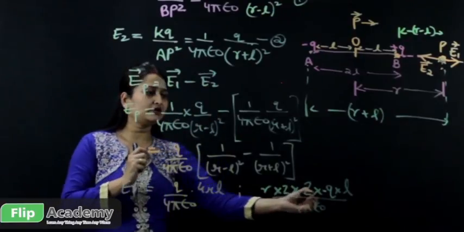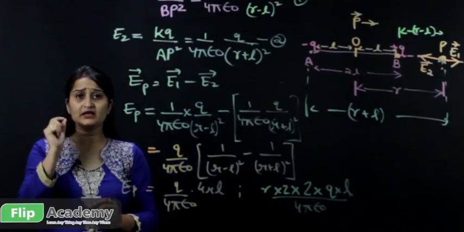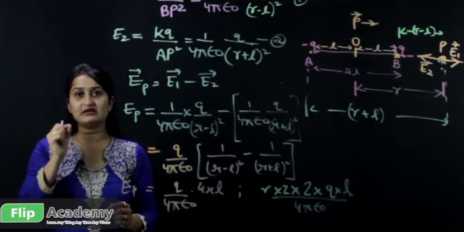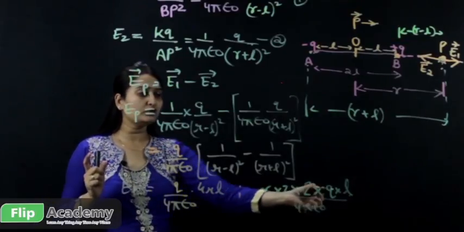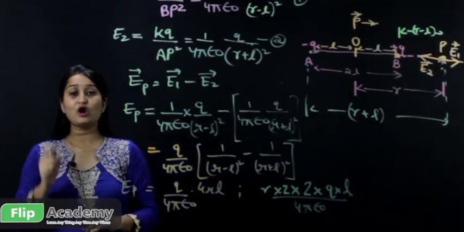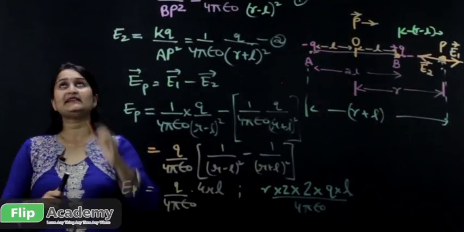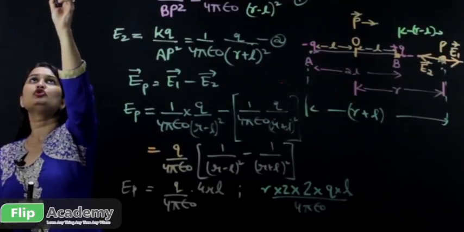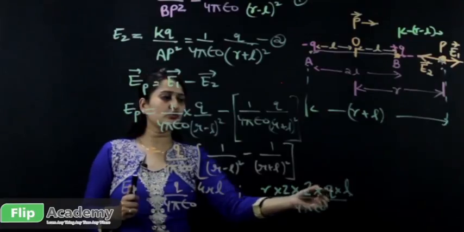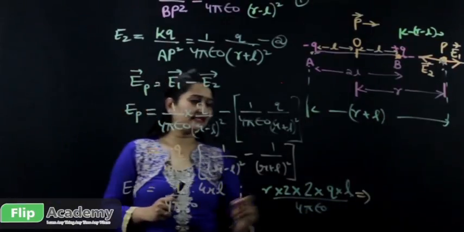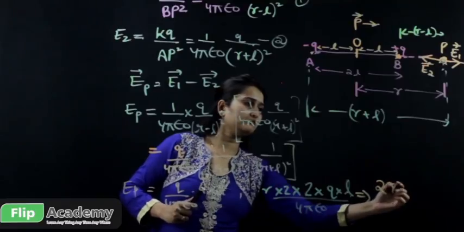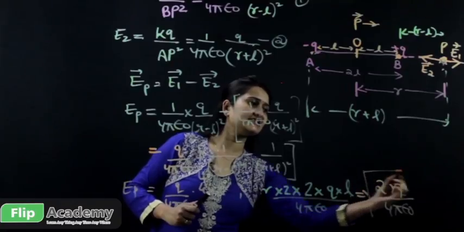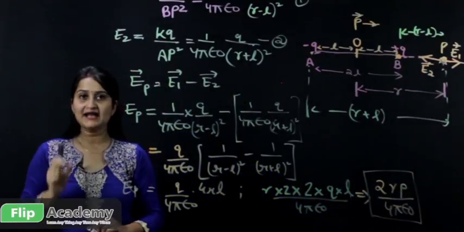Now 2Q into L. You may have a thought in your mind that this particular value resembles some formula. Yes, we have already discussed that 2Q into L resembles the formula of a dipole moment. That is, the dipole moment P is equal to Q into 2L. Now here also we get 2Q into L. On putting the value directly, you will get 2R into P upon 4 pi epsilon naught. So this is the total electric field intensity at point P.